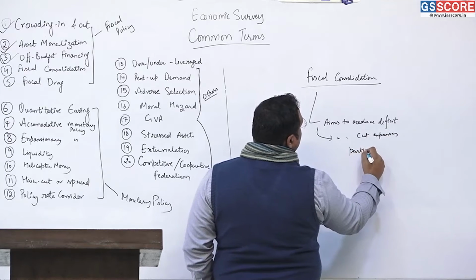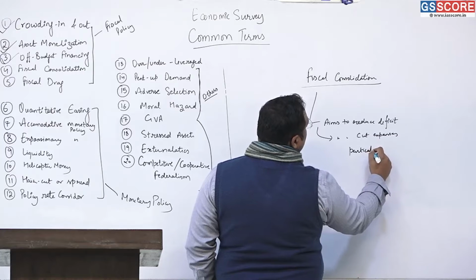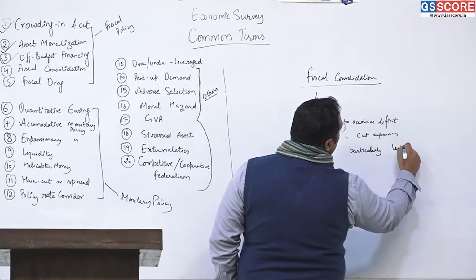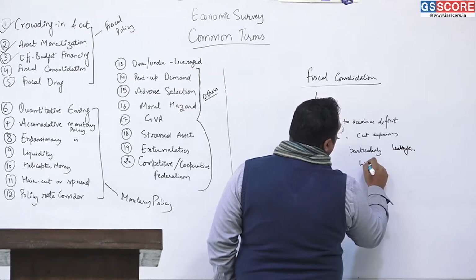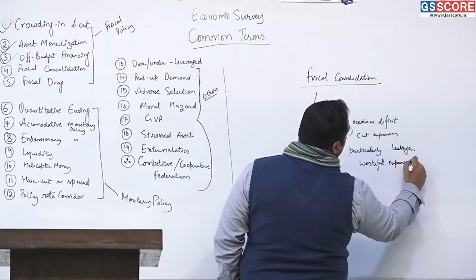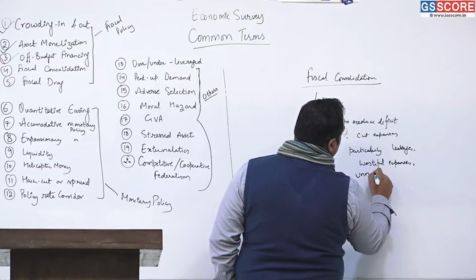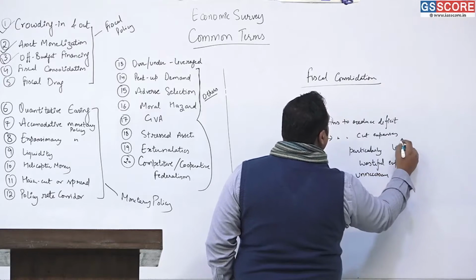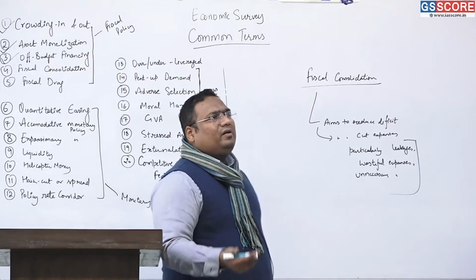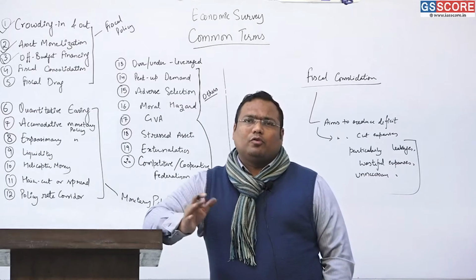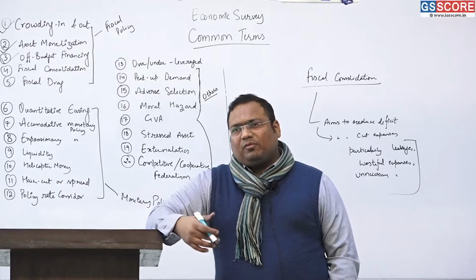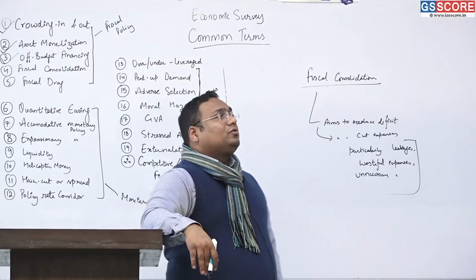Particularly leakages, wasteful expenses, etc. Unnecessary expenses. So when the deficit is high and we are trying to cut it, we are trying to control it, that type of fiscal policy or that type of exercise is called fiscal consolidation.